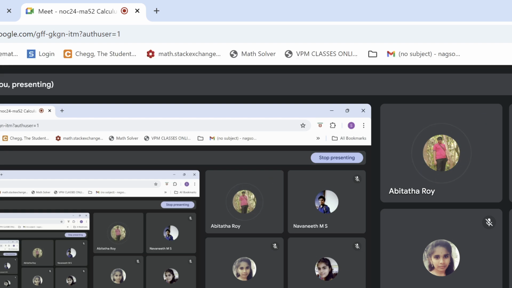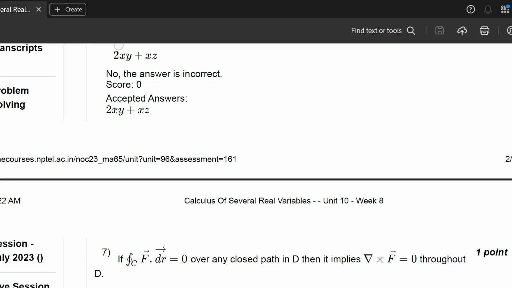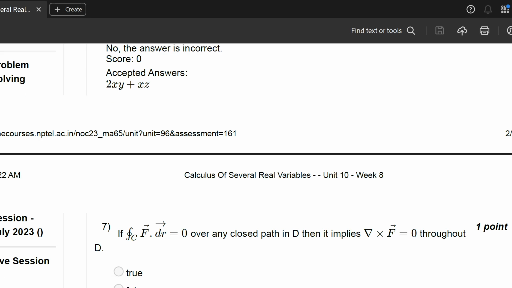Hello. Sorry, by the way, did you get the answer? Is it true or correct? False? It is written true, but can you tell me why it is true? Integral of f dot dr is 0 over any closed path D. So that means you can apply Stokes theorem. So is it curl f 0 throughout D?